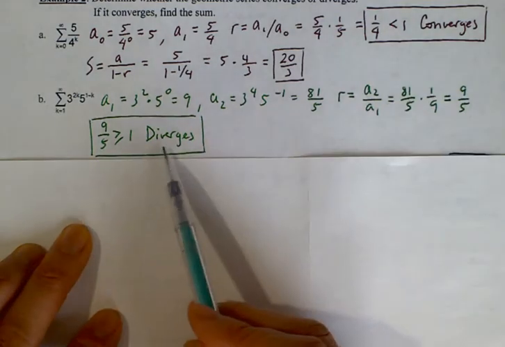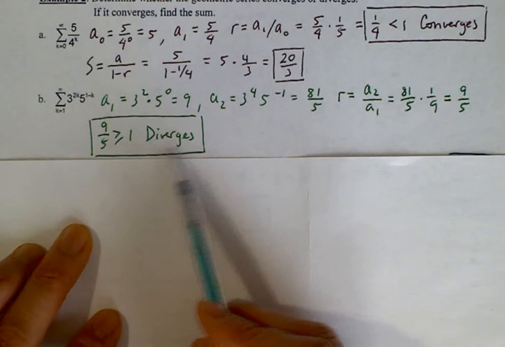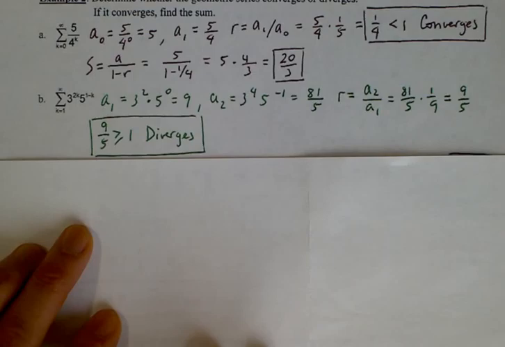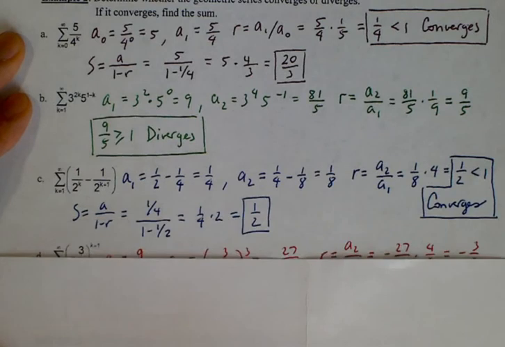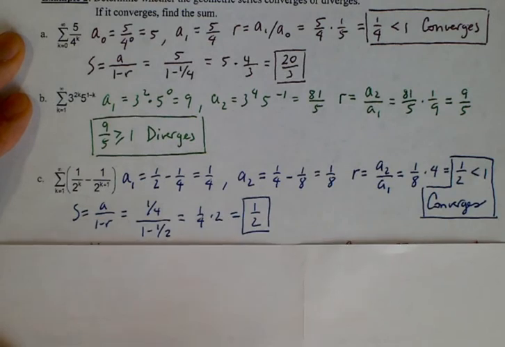And so that is greater than or equal to 1, so this geometric series diverges. When it diverges, I don't need to figure out what the sum is. I just stop at that.